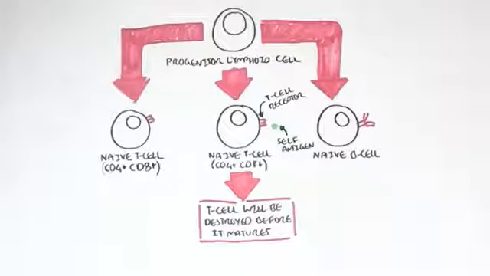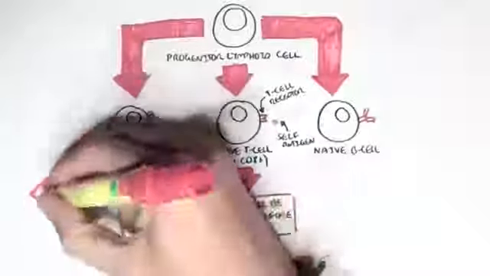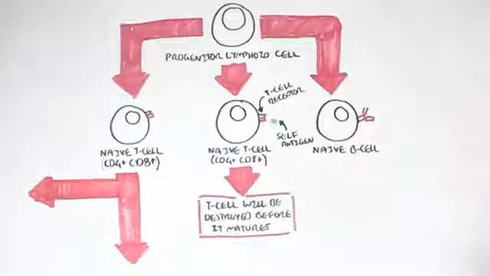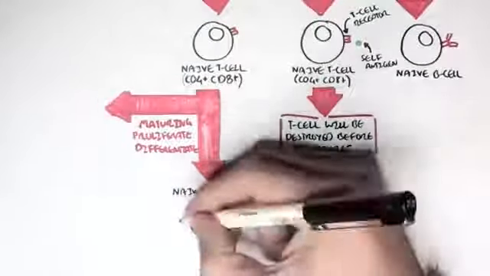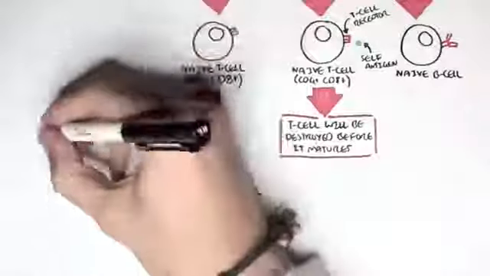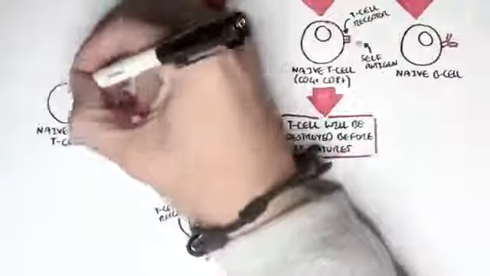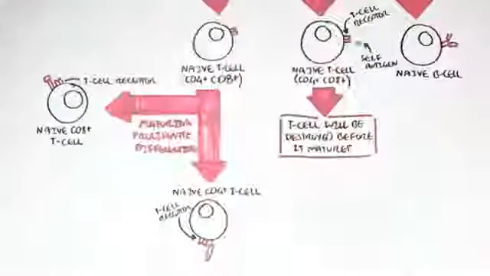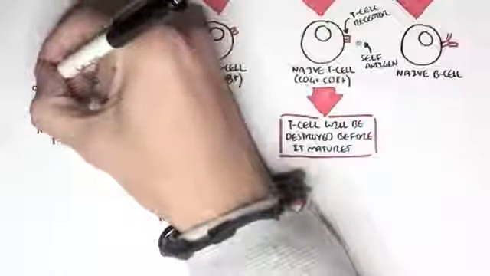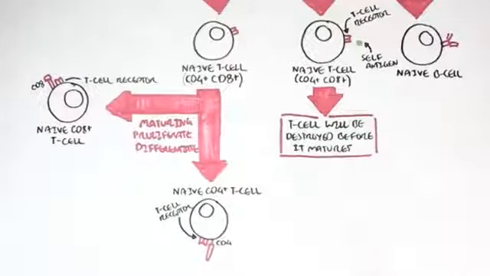When the naive T cells are developed from a progenitor lymphoid cell, they all have CD4 and CD8 co-receptors. However, when they mature, proliferate and differentiate, they will either become a naive CD4 T cell with a T cell receptor or a naive CD8 T cell with a T cell receptor. The only difference is that a naive CD8 T cell has a CD8 co-receptor here, and a naive CD4 T cell has a CD4 co-receptor here.